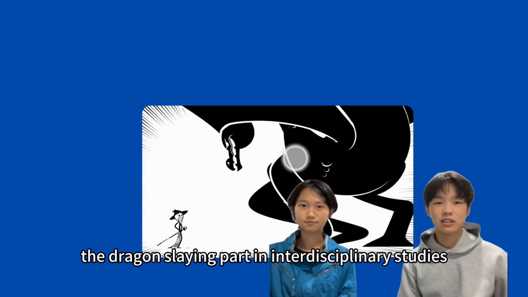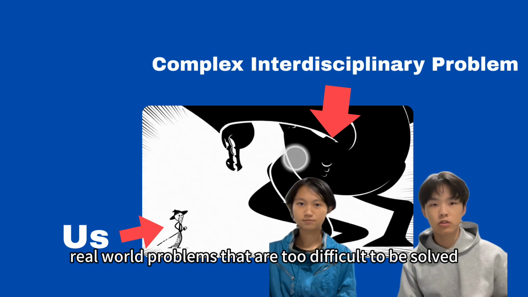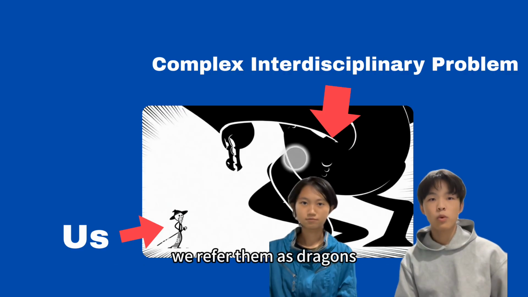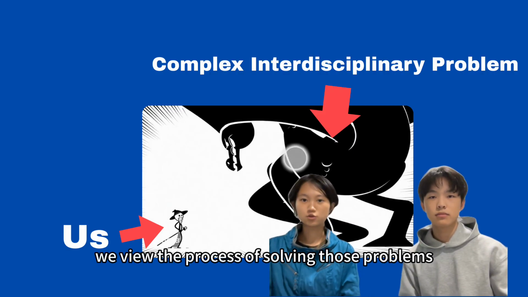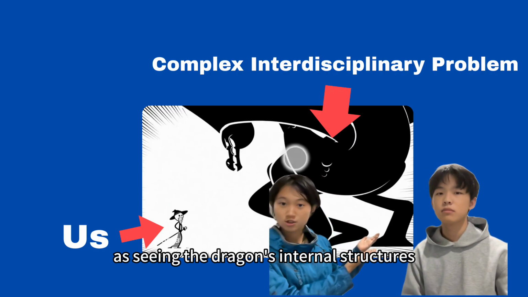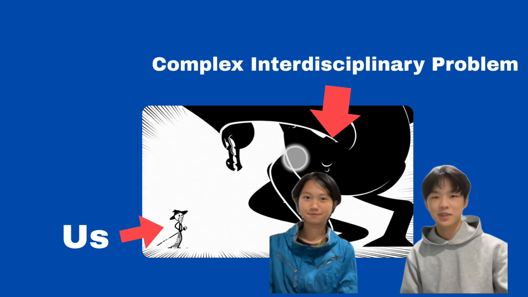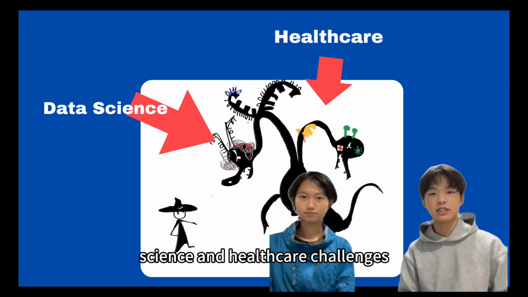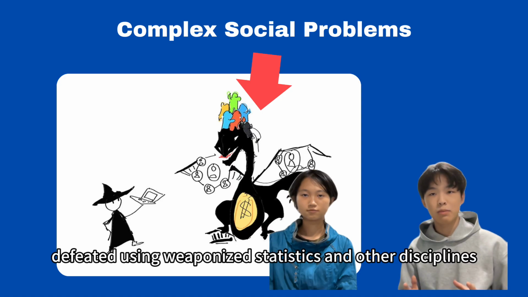In interdisciplinary studies, we aim to solve wicked problems, real-world problems that are too difficult to be solved with a single discipline. Since these wicked problems are so difficult to solve, we refer to them as dragons. We view the process of solving those problems as seeing the dragon's internal structures, predicting its past, and finally defeating it spectacularly. We also used a 2-headed dragon for data science and healthcare challenges, and a dragon representing a complex social problem, defeated using weapons like statistics and other disciplines.